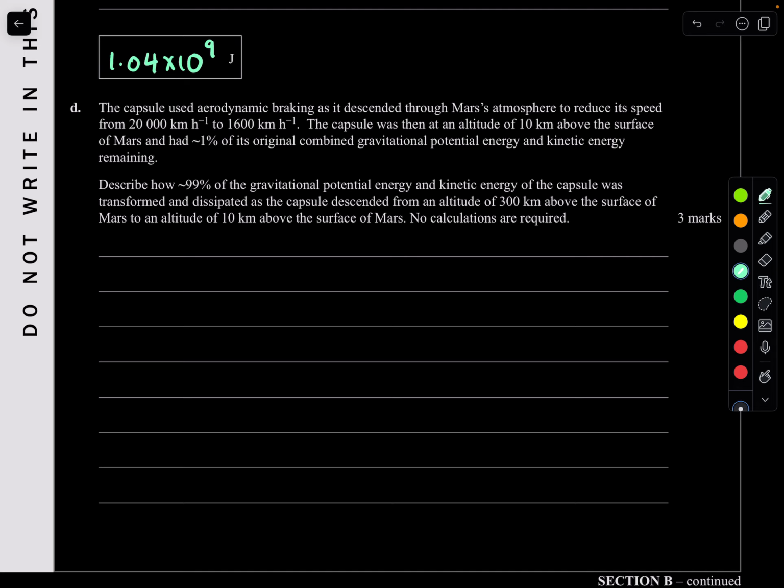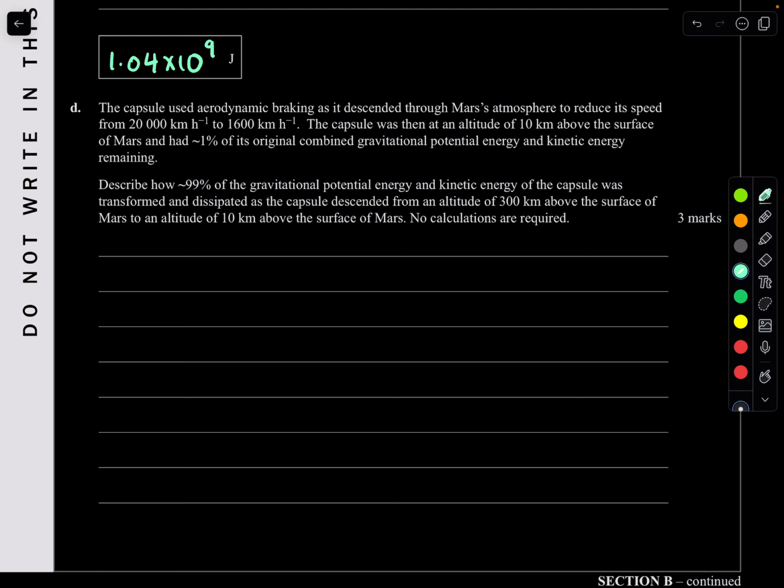D. The capsule used aerodynamic braking as it descended from Mars' atmosphere to reduce its speed from 20,000 kilometers per hour to 1,600 kilometers per hour. The capsule was then at an altitude of 10 kilometers above the surface of Mars and had 1% of its original combined gravitational potential energy and kinetic energy remaining. Describe how the 99% of the gravitational potential energy and the kinetic energy of the capsule was first transformed and dissipated as the capsule descended from an altitude of 300 kilometers above the surface to an altitude of 10 kilometers above the surface. No calculations are required.